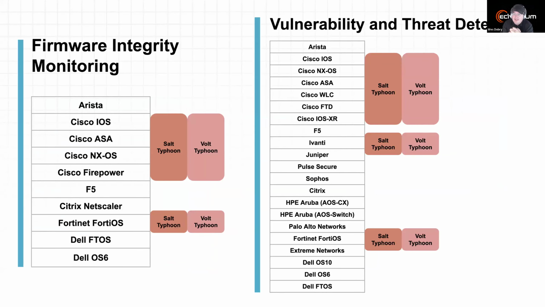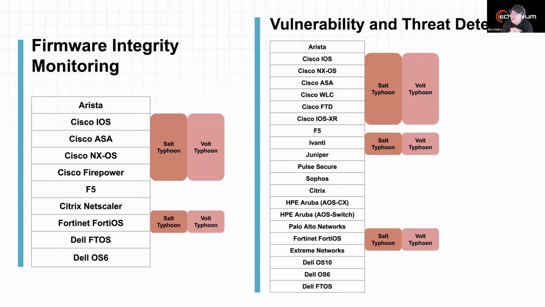Now, when we take a look at this compared to the common techniques and tactics that Salt Typhoon and Volt Typhoon are using, you'll see that there's actually overlap here in where we are doing firmware integrity monitoring against all the different types of devices on the left, where we can actually look at the IOS, ASA, and XOS devices that Salt Typhoon and Volt Typhoon are actively exploiting. And by doing so, we can actually tell organizations that we've found an IOC on them, for example.